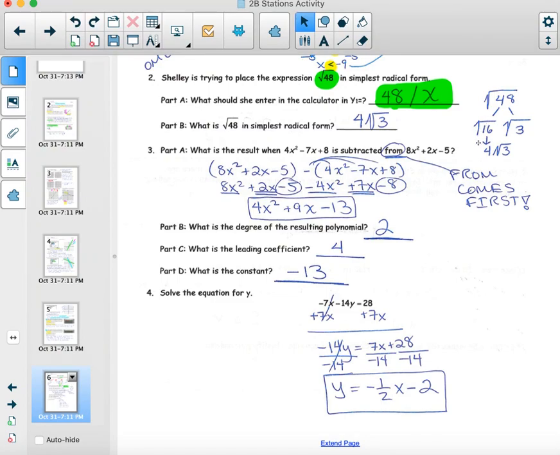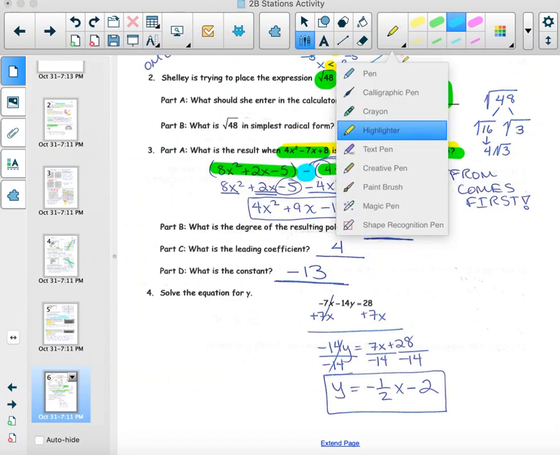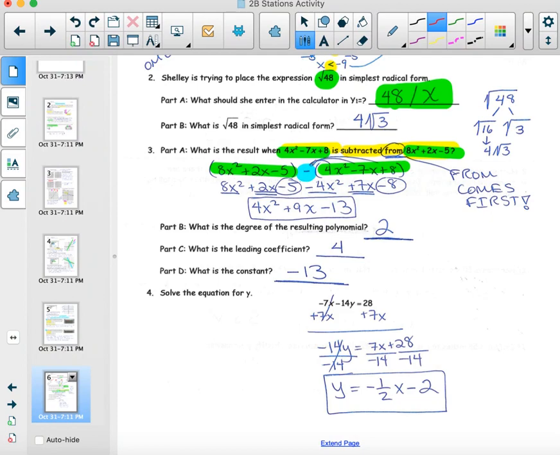Okay, real quick over here, question number 3, we've got: what is the result when this is subtracted from this? Okay, we have to remember that "from" comes first. So I should have this first, my x squared plus 2x minus 5, and then 4x squared minus 7x plus 8. I've got a little negative out front here. I'm going to have to distribute the negative, because technically I have a little -1 out front. So I can distribute that negative into every single term.